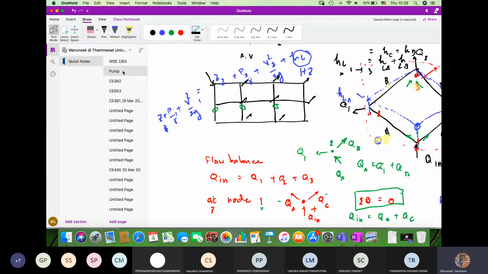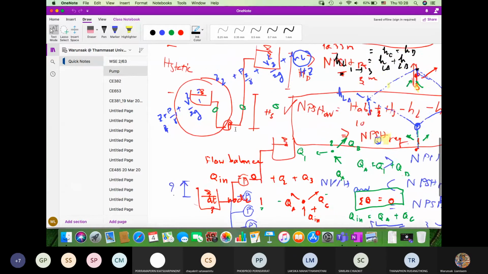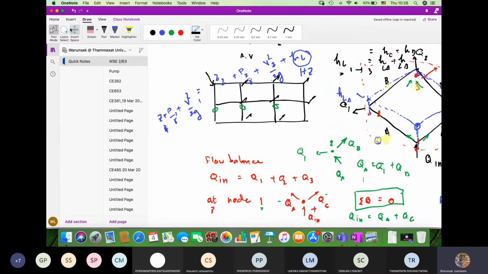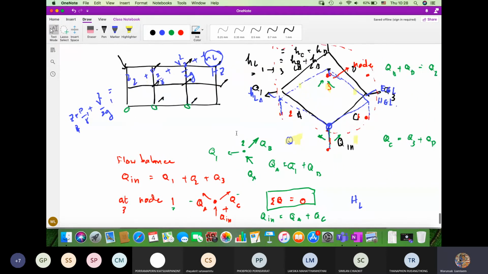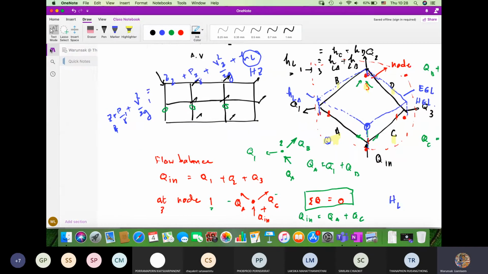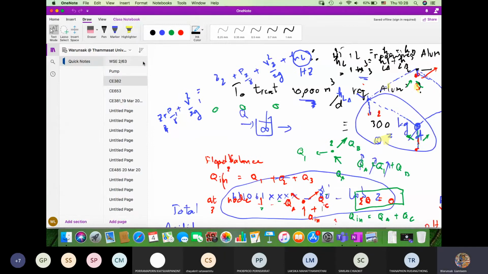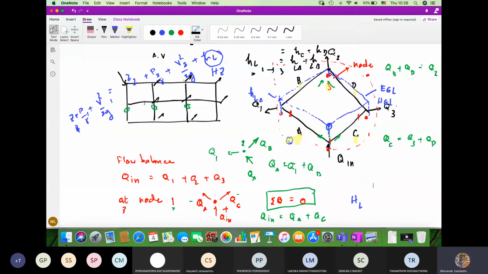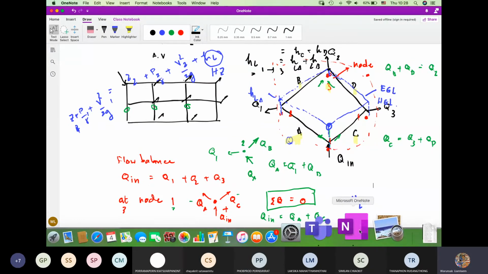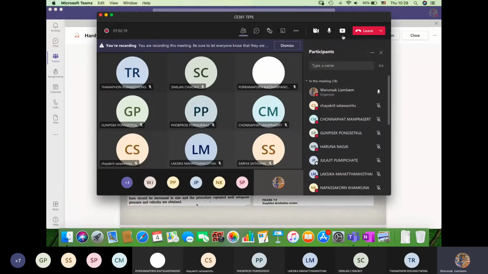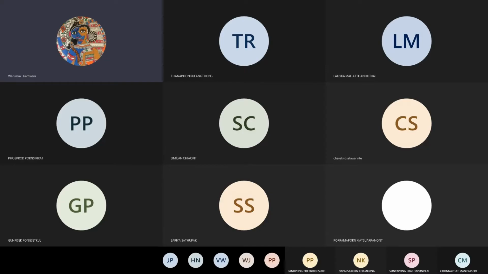I don't know what's wrong with this one. Some things move and some things don't move, even though I go to a new page this is still there. Okay, I'm not sure. What if I just try another way and use another application.